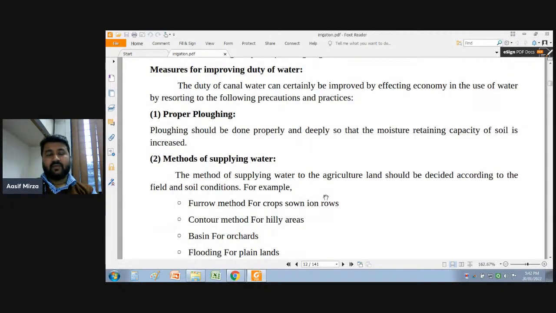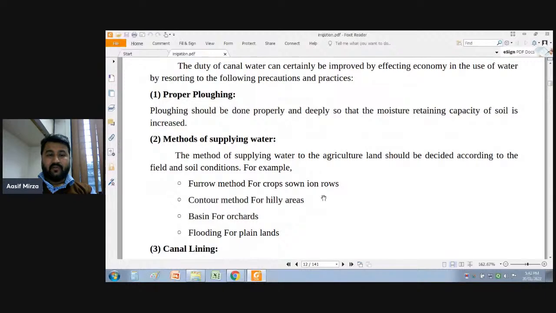Now, the second practice we have to ensure is the method of supply of water. The method of supply of water to the agricultural land should be decided according to the field and soil condition. For example, furrow method for crops sown in rows, contour method for hilly area, basin for orchards, flooding for plain lands.